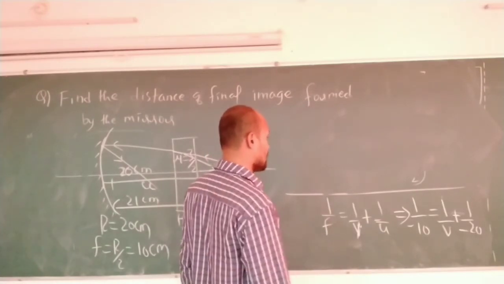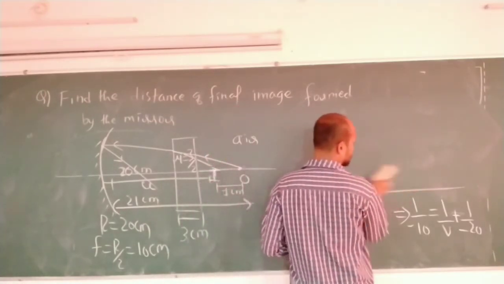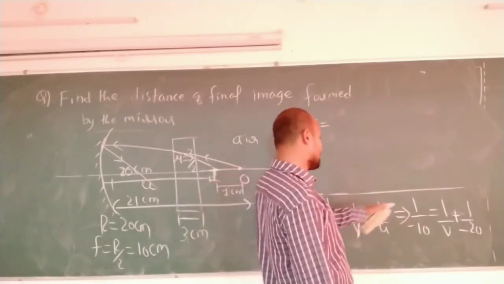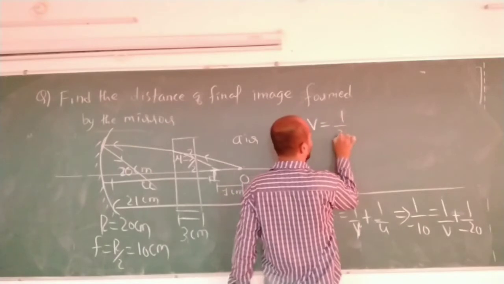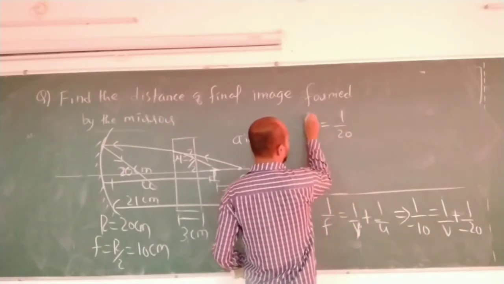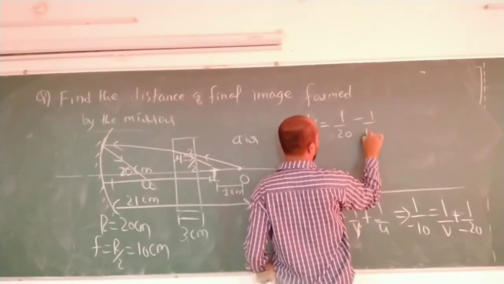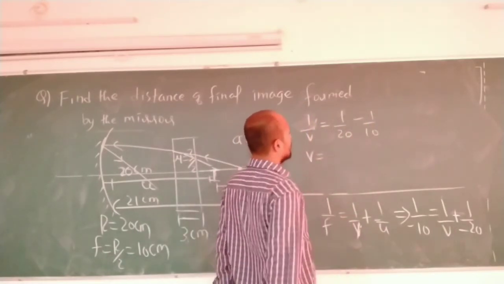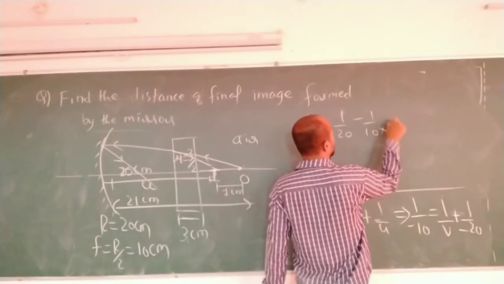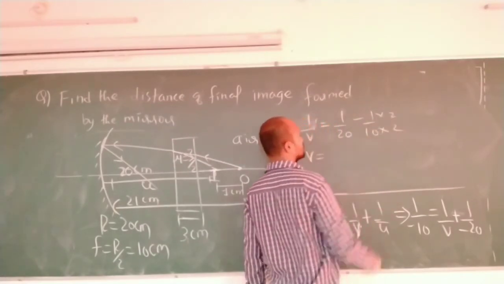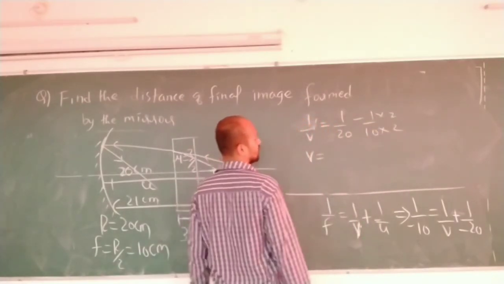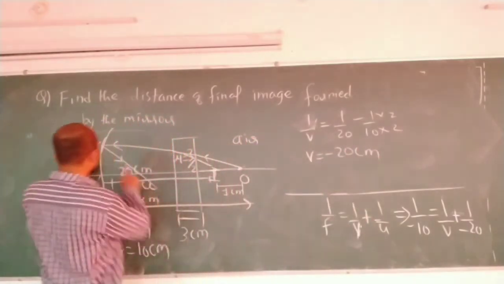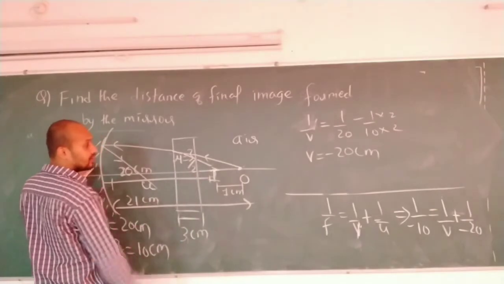Now I can write, what is that? V will be equal to how much? Take that side, it will become plus 1 by 20. 1 by V is equal to 1 by 20 minus 1 by 10. This will become how much? V is equal to minus 20 centimeters. So the image is formed at minus 20 centimeters.